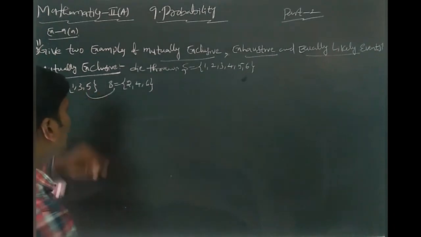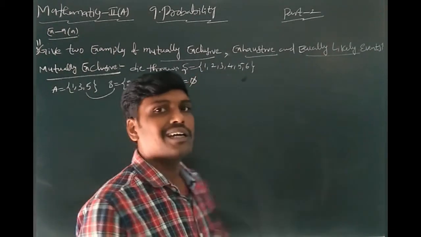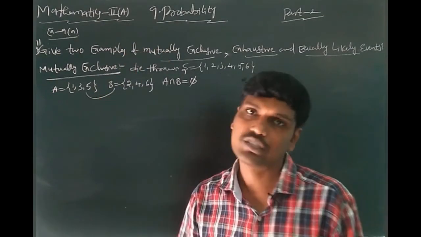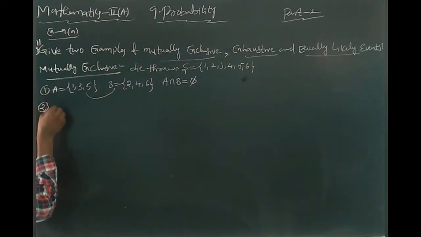Here, 1, 3, 5 intersection, A intersection B is compulsorily empty (phi). That's why these two are examples of mutually exclusive events. That was the first example. Next, you have to take the second example.